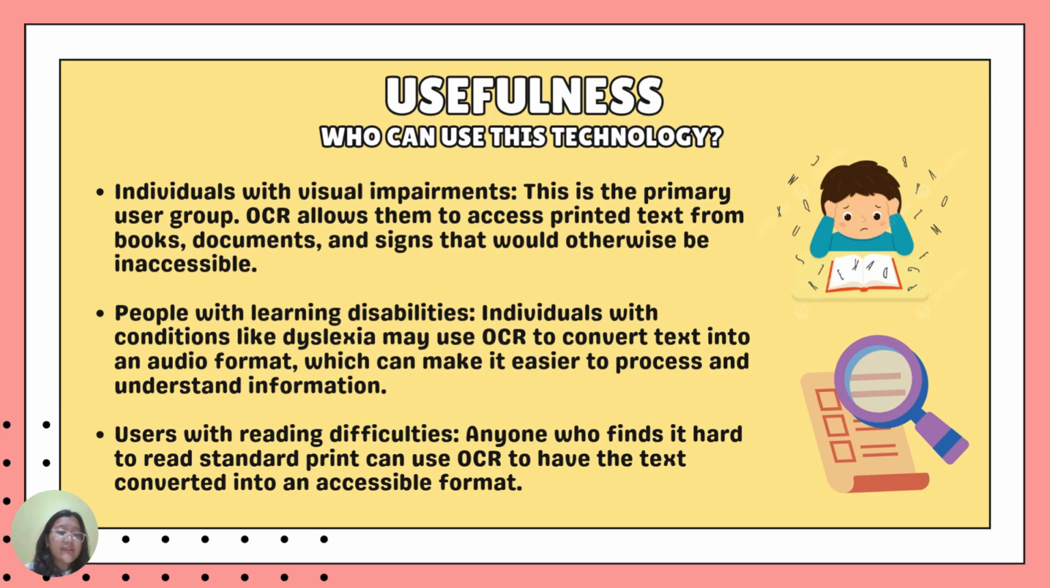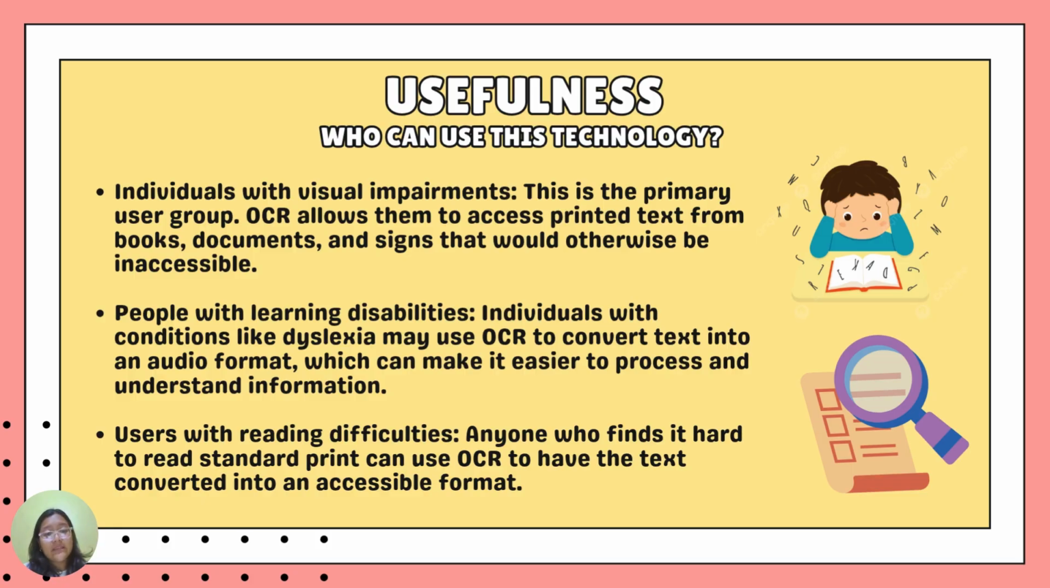And its usefulness with this technology. So individuals with visual impairments can use this technology. This is the primary user group. It allows them to access printed text from books, documents, and signs that would otherwise be inaccessible for them.